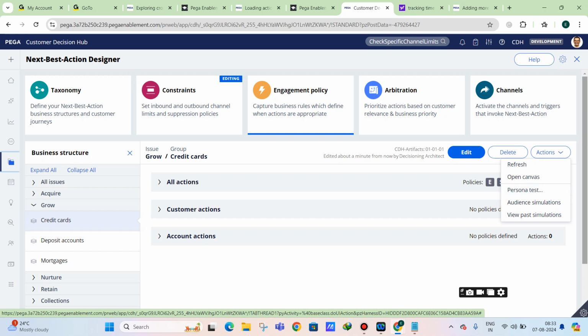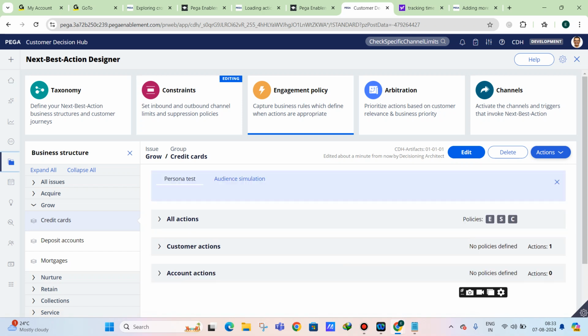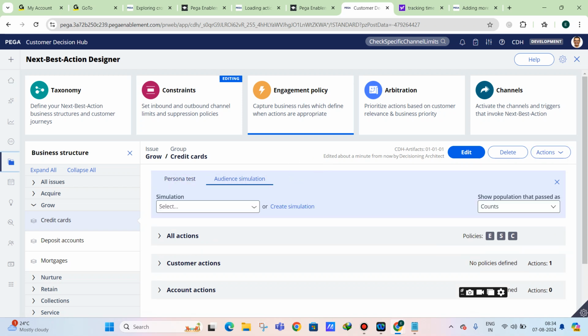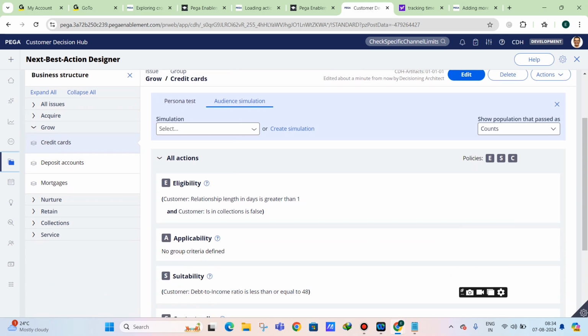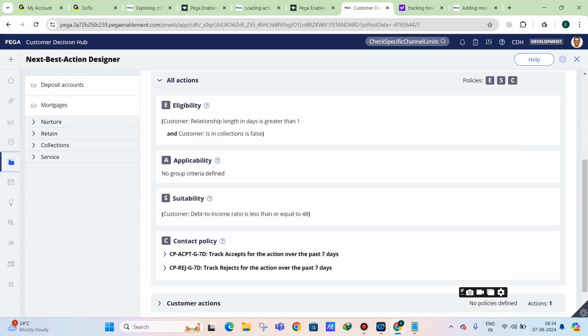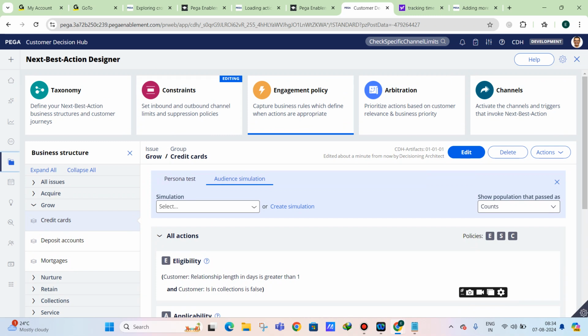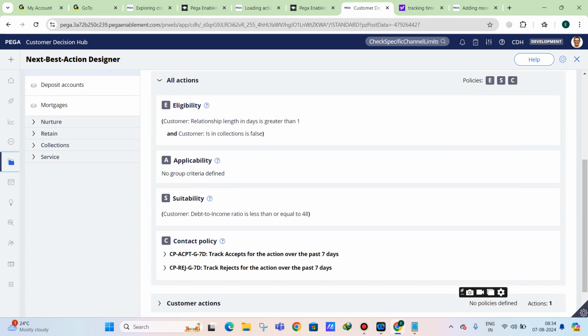You have to do the same thing here also, but apart from persona test, there is one more thing called audience simulation. Persona test is for one customer; audience simulation means multiple customers. In the audience simulation, we are going to test this engagement policy, that means eligibility, applicability, suitability, and contact policy, for all the customers. We have to select the target customers that we need to test, and then we can test it.